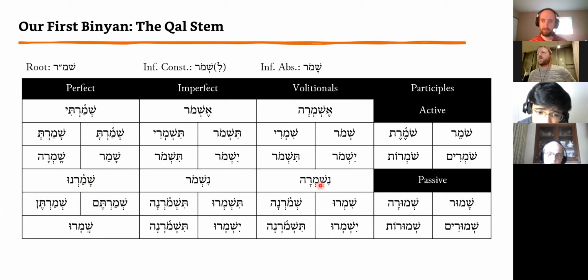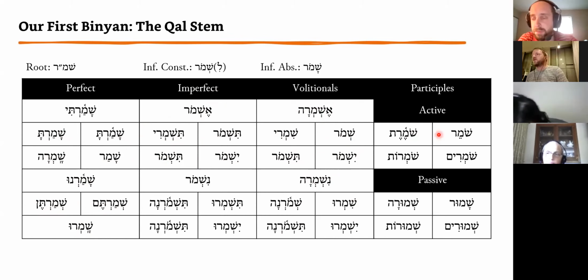We went over this quite a bit in the first segment of the course. Volitionals we covered quickly at the end of the first course, but basically we've got eshmera, let me do it, or I shall do it, like a cohortative type thing. The imperative shmor and shimri. The jussive yishmor and tishmor. Again, cohortative, imperative, and jussive in the first, second, third person plural.